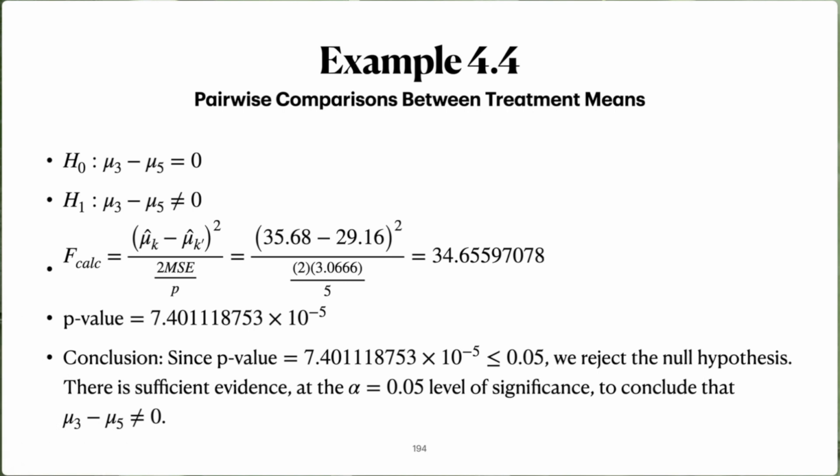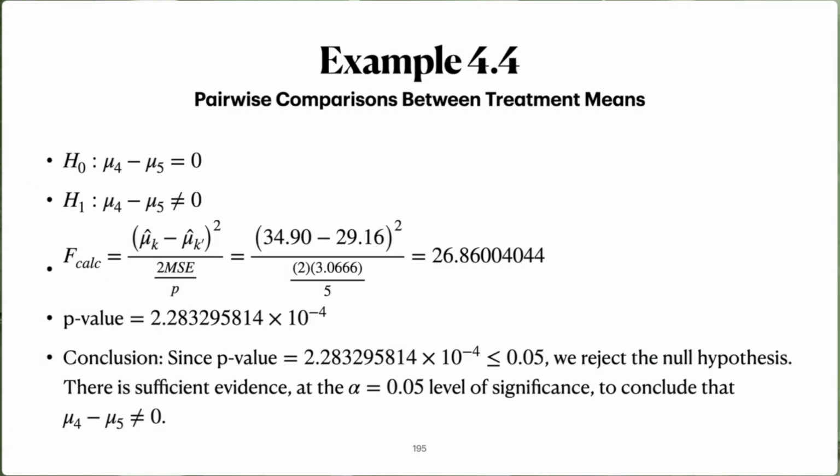Next, comparing means 3 and 5. So this would be a comparison between the clay mixture C and the control E. In this case, the F statistic again is quite large, 34.66, let's say. The p-value for the test is 7.401 times 10 to the minus fifth, so very, very small, less than or equal to 0.05, and so we would reject the null hypothesis. And so there is sufficient evidence at the 0.05 level of significance to conclude that a difference exists between means 3 and 5.